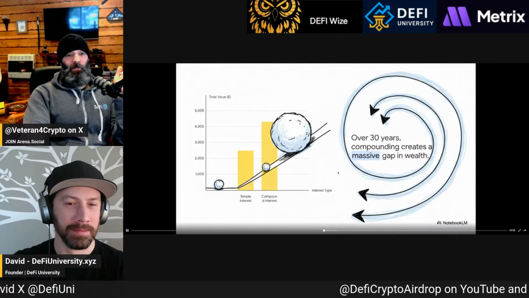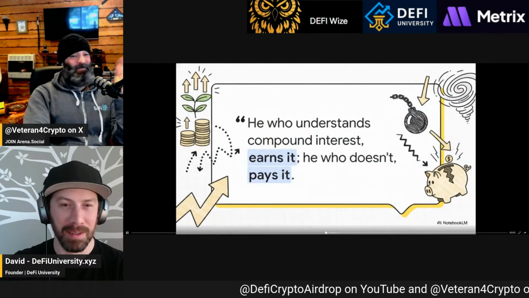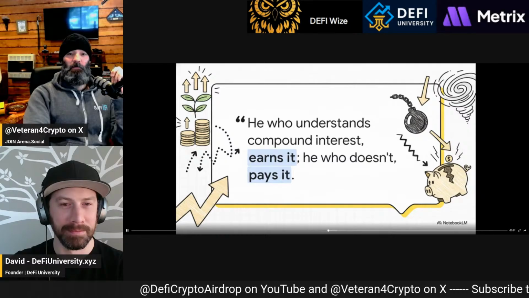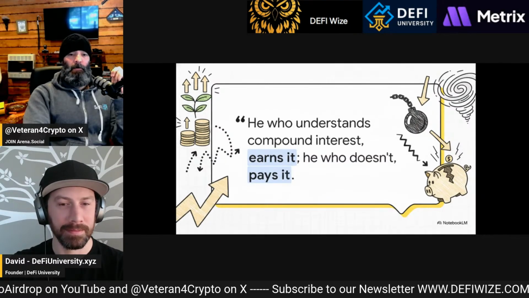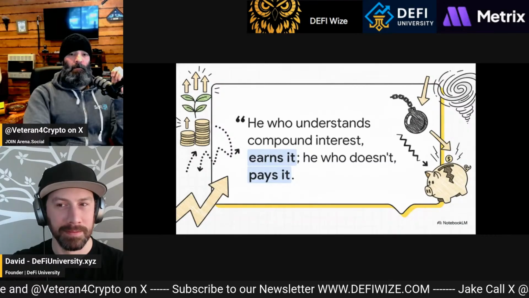In only 30 years. That's the power of the snowball. I know. There's this great quote. People say it was from Einstein, and it just nails it. It really is the eighth wonder of the world. If you get it, you earn it. If you don't, you pay it. There's really no middle ground.